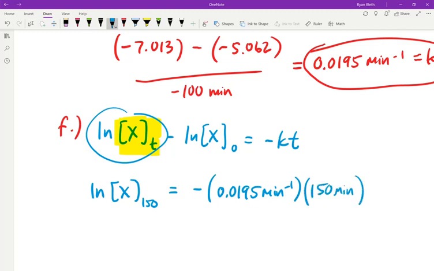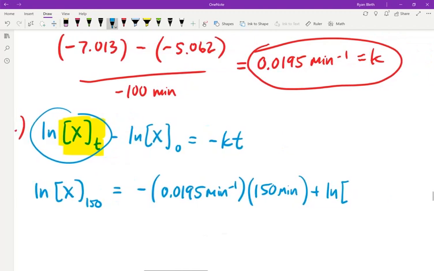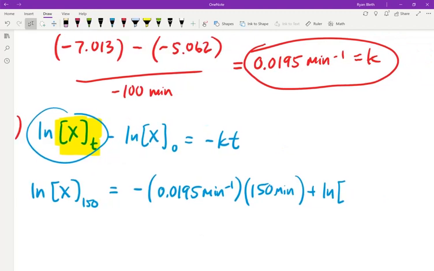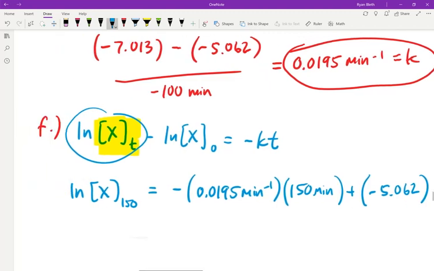and then to get this value by itself on the left side of the equation, I would need to add the natural log of X concentration at time 0. And again, we already used that in the last part, so out of my data table, that would be adding in negative 5.062 from my data table up above. Okay. So I've just rearranged it and filled in now kind of what we all know.